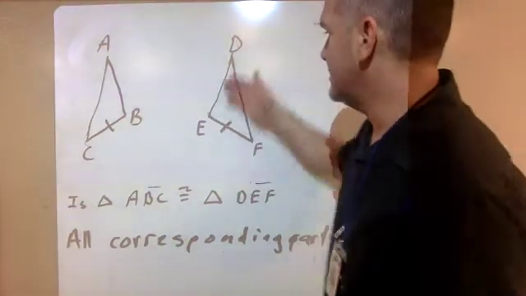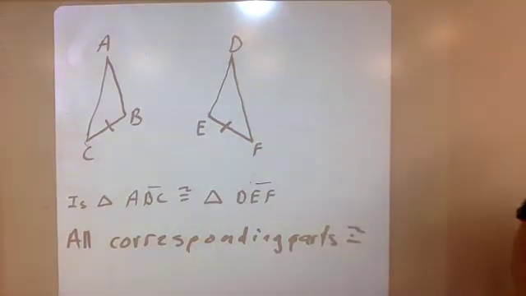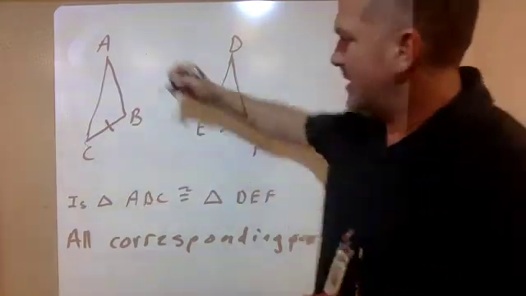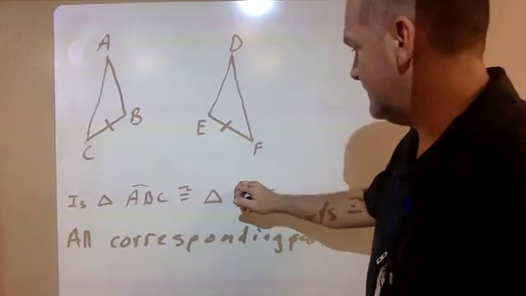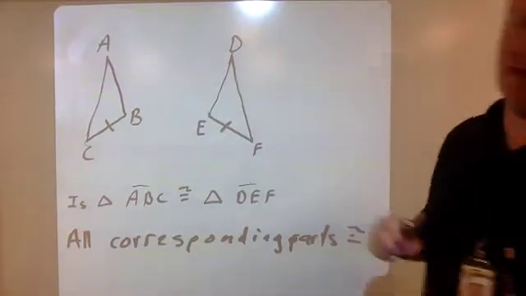Should AB match up with DE or should AB match up with DF? Again, this one I drew so that it's kind of easy to tell just by looking at it. But if it wasn't so easy, AB is the first 2 letters in that triangle, so it's got to match up with the first 2 letters in the second triangle. So AB is going to match up with DF.